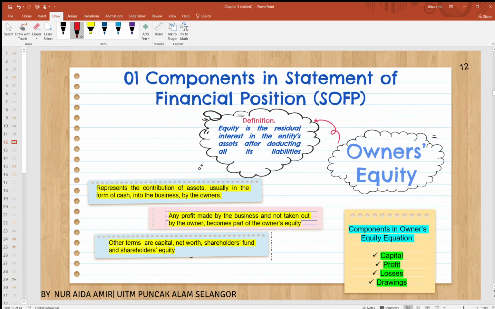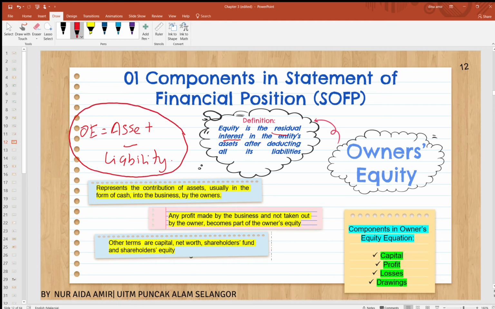Okay, next is owner's equity. Kita nak settle dah ni. Lagi sikit je nak settle. Owner's equity is the residual interest in the entity's asset after deducting all its liabilities. Owner's equity sama dengan asset tolak liability. So, kita akan belajar benda ni on the next class. Sekarang ni saya just nak terangkan what is the owner's equity only.